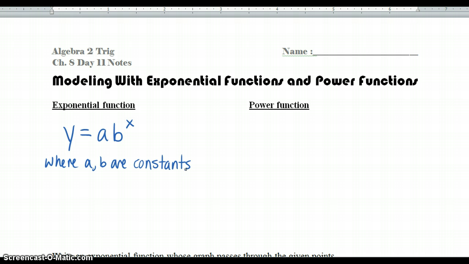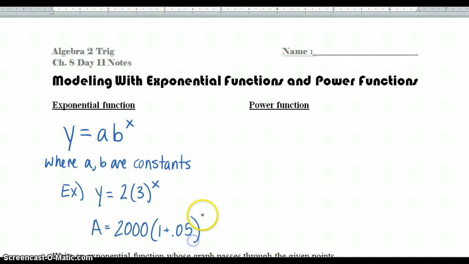And just some examples of these kinds of functions so that you can recognize them would be something like y equals 2 times 3 to the x power. That would be an exponential function. Or another one that's probably more familiar to you based on what we've been doing this chapter, something like maybe A equals 2,000 times 1 plus 0.05 to the t power. Right? That should look pretty familiar. That's just an exponential function.